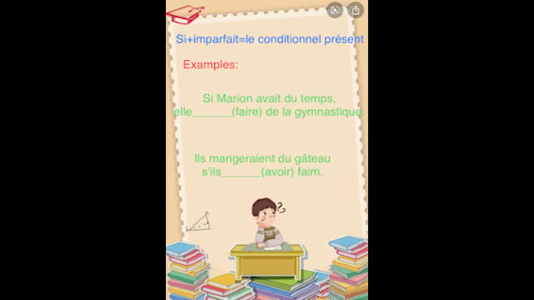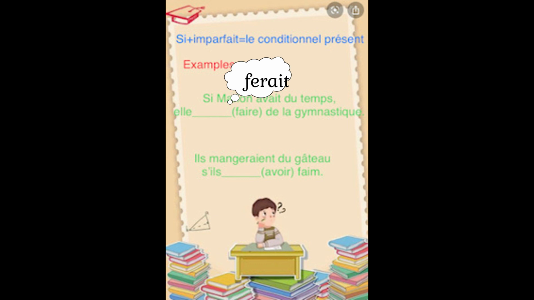Si Marie avait du temps, elle dash de la gymnastique. We can see that the part of the sentence with si has imperfect tense, so the other part will take conditional present. So it will become elle ferait.